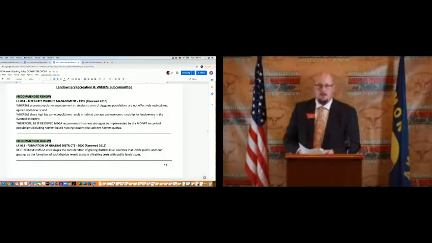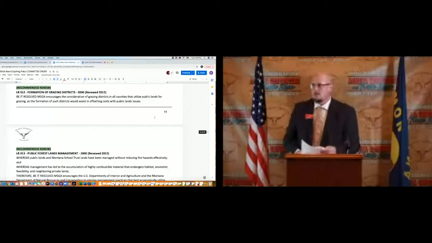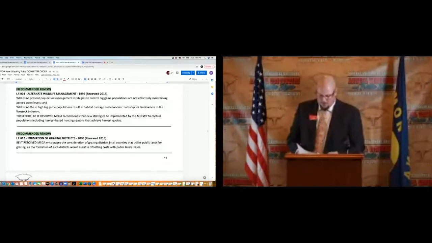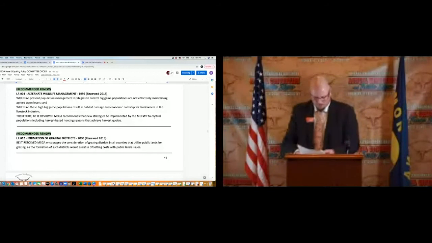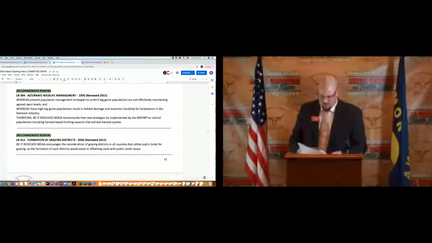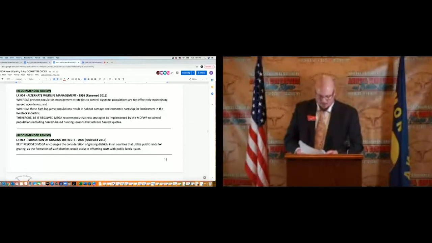So for now, we're going to start by reading through these. We're going to start with LR 004. Oh, we're going to break for a second. Good to go. Excellent. LR 004, alternate wildlife management. Therefore, be it resolved, MSGA recommends that new strategies be implemented by the Montana Department of Fish, Wildlife, and Parks to control populations, including harvest-based hunting seasons that achieve harvest quotas. Again, these are recommended renew. There are no amendments to them. This is straight out of our policy book.